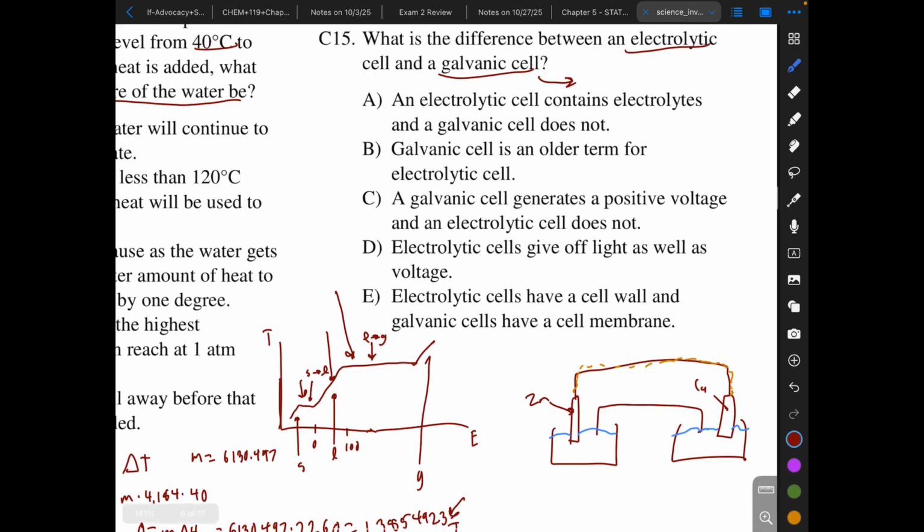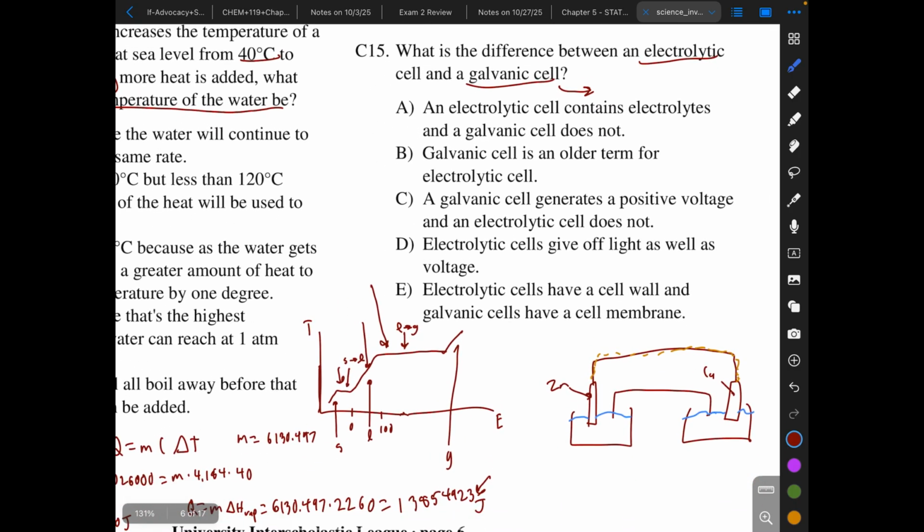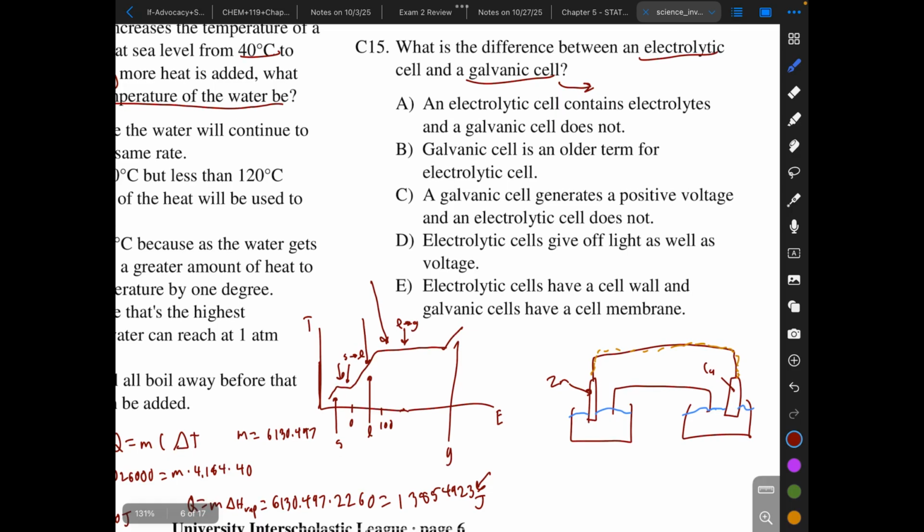So what does it mean if it does not need the external battery source? That means that the reaction is spontaneous. Galvanic cells are spontaneous, and they have a Gibbs free energy that's negative. They do not need any external energy. And when your reaction does not need any external energy, you're basically having a positive cell voltage. So your cell voltage would be positive.